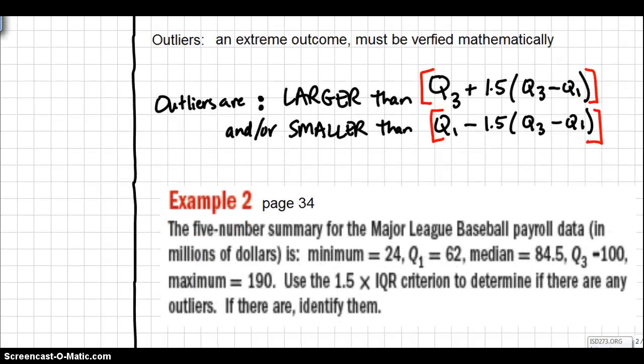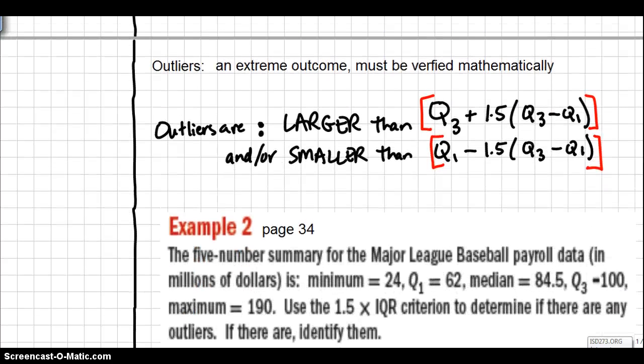Another thing that we do with box plots and with data in general is we want to identify whether or not there are any outliers. An outlier is an extreme outcome. A piece of data or two that is extremely separated from the rest of the data and may skew how the data is calculated. So if we can identify an outlier, sometimes we can exclude it from the data and recalculate.